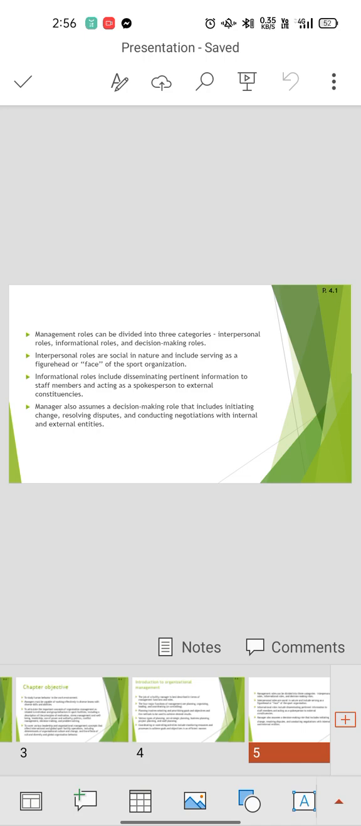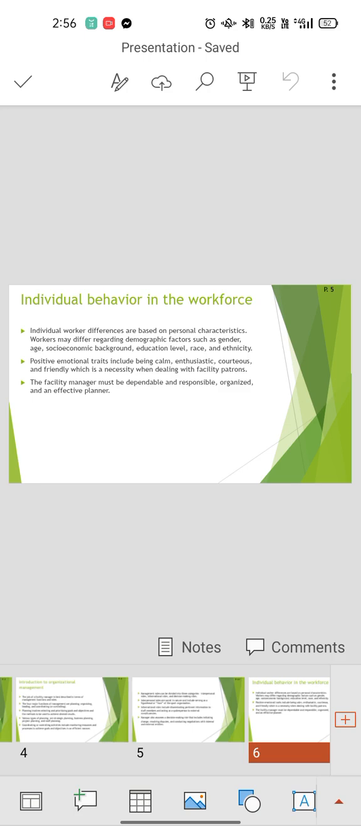Also, manager roles can be divided into three categories: interpersonal roles, informational roles, and decision making roles. Interpersonal roles are social in nature and include serving as a figurehead or face of the sport organization. Informational roles include disseminating pertinent information to staff members and acting as a spokesperson to external constituencies. The manager also assumes a decision-making role that includes initiating change, resolving disputes, and conducting negotiations with internal and external entities.